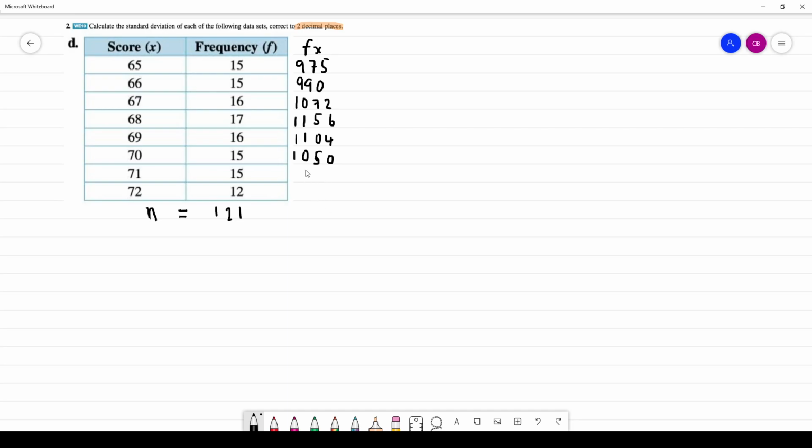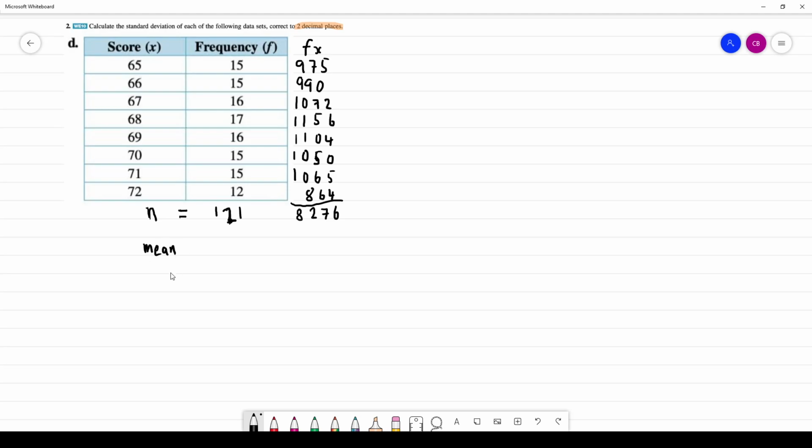71 times 15 is 1065. And 72 times 12 is 864. And if we work out the total of all of these scores, we will get 8,276. So now that we know the total of all the scores, and we know the total number of scores, which is 121, we can work out our mean.